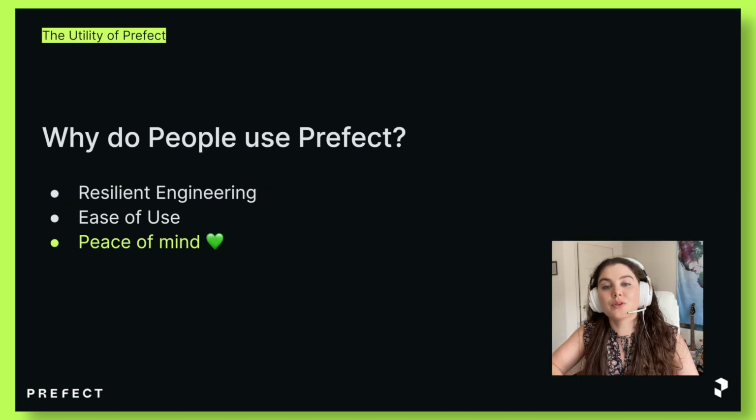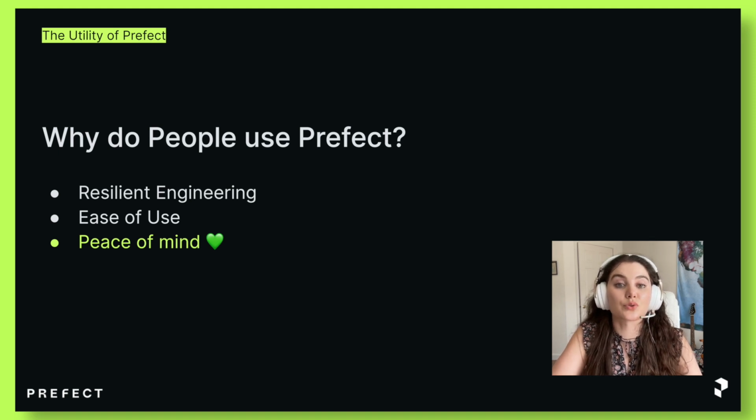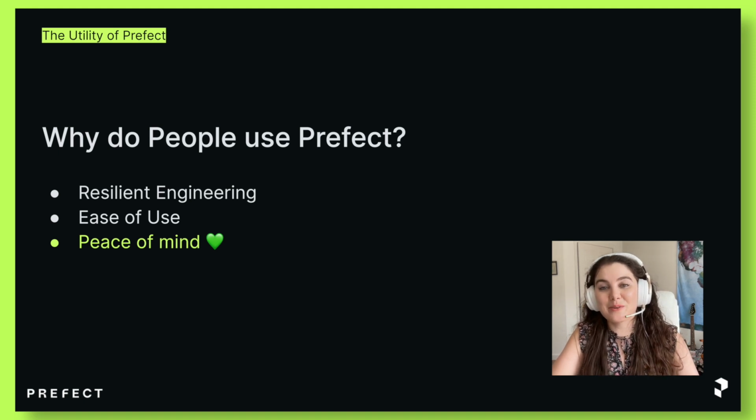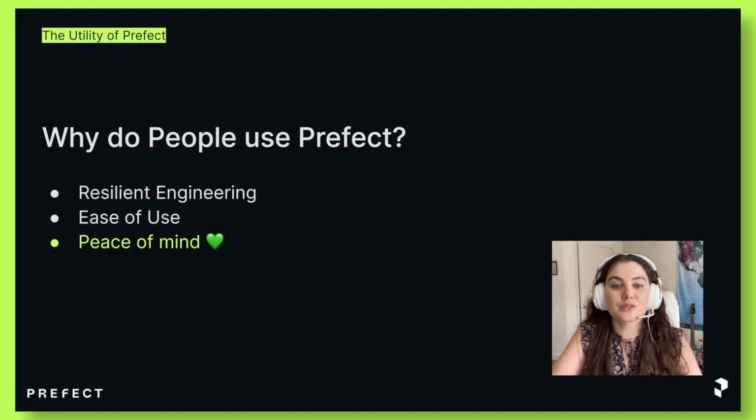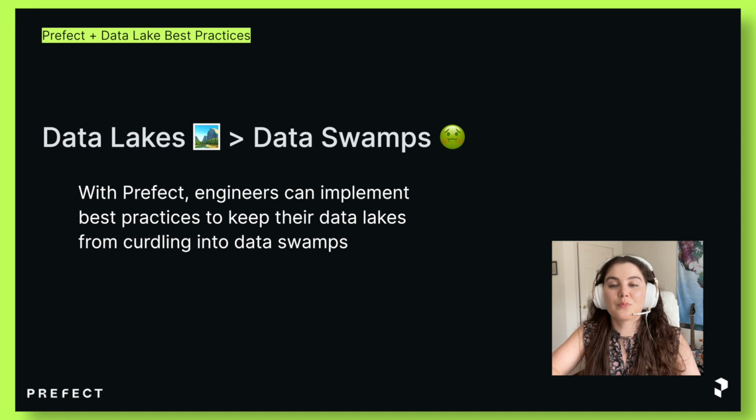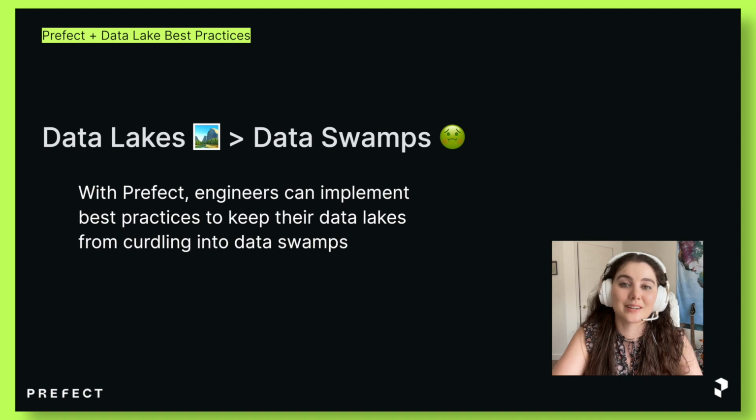So, why do people use Prefect to begin with? In a nutshell, Prefect ensures that Python workflows run in the right place under the right conditions at the right time. But the unfortunate truth is, oftentimes pipelines fail or break for a variety of reasons, from data issues to infrastructure issues. And Prefect offers a framework that makes it easier to let engineers know when failures happen and to help them recover quickly. Bringing it back to data lakes, with Prefect, engineers can implement best practices to keep their data lakes from curdling into data swamps.